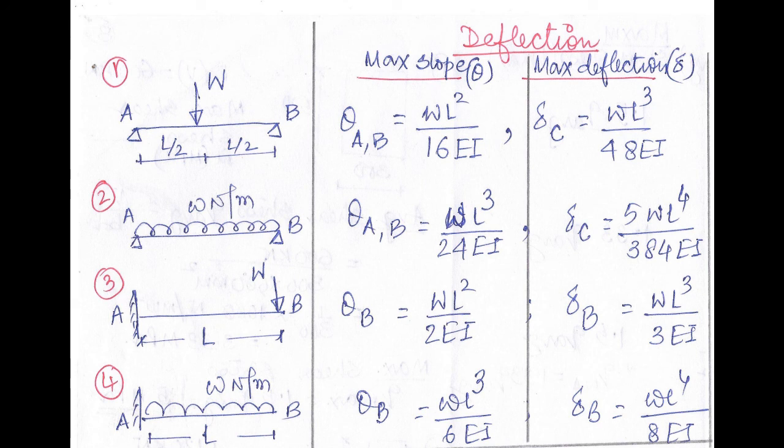EI. Case number 2. A simply supported beam with W Newton per meter uniformly distributed load or UDL. The maximum value of the slope is WL cube by 24 EI, and it will be at A and B. The maximum deflection will be at the midpoint, that is C, and the value will be 5 WL to the power 4 divided by 384 EI.